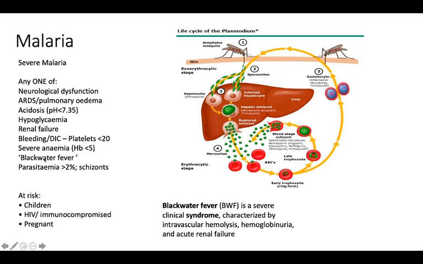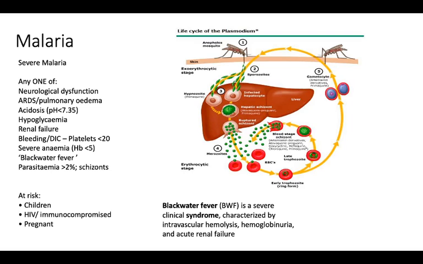If the patient doesn't really have any of this but still falls into this group, so children, HIV/immunocompromised patients, or pregnant women, then again you would treat them as if they have severe malaria.